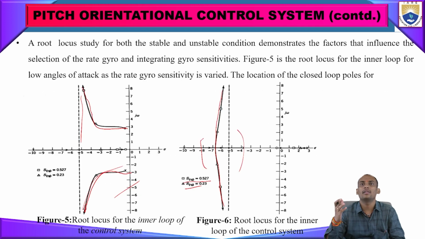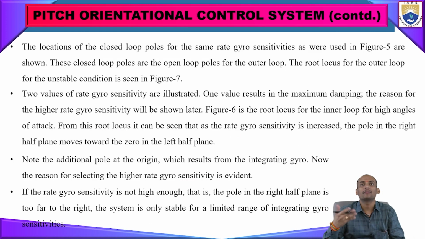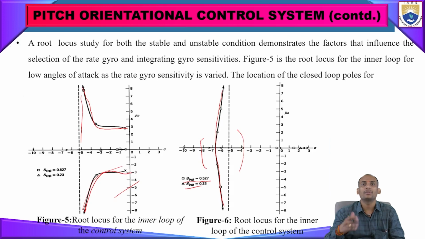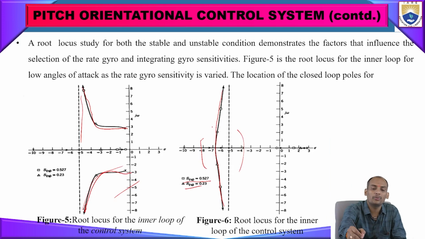See here, the pole is given here. The pole is moving towards the zero on the left of the plane, and the right one is moving towards the zero. That means the additional pole at the origin results from the integrating gyro. Now, the reason high rate gyro sensitivity is avoided: what does high rate sensitivity mean? Here you see the response between the locus points.